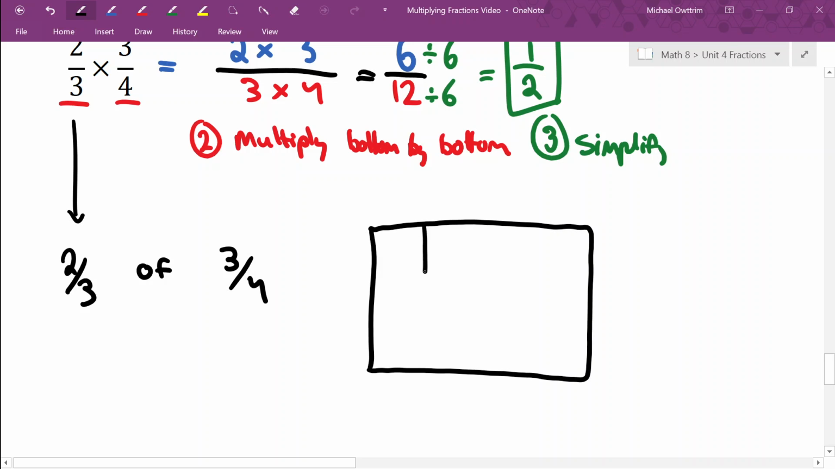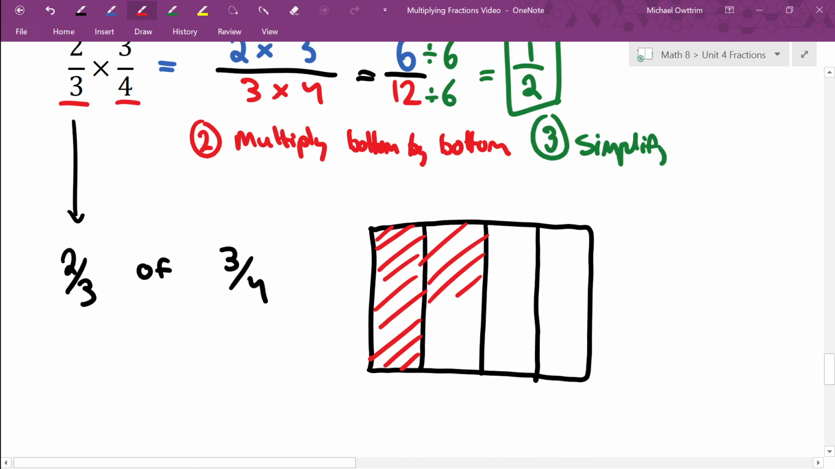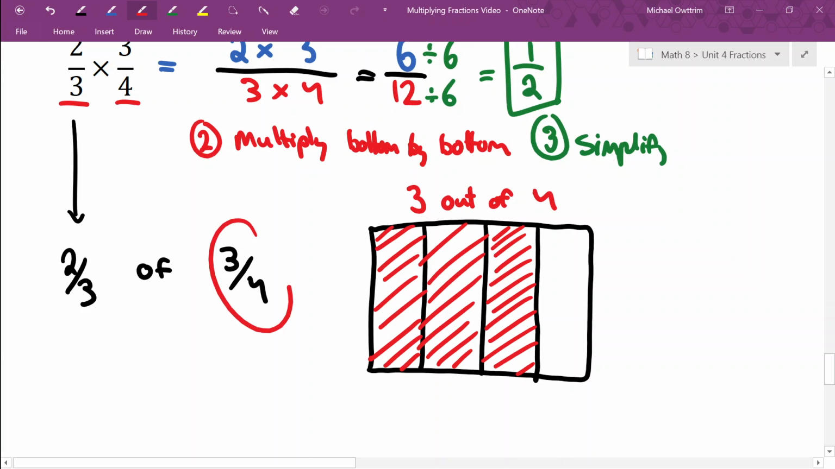And 3/4 means that my whole is split into 4 equal sections. And then I actually have 3 of those. So 1 section, 2 sections, 3 sections out of 4 are filled in. And that's a drawing of 3/4 so far.